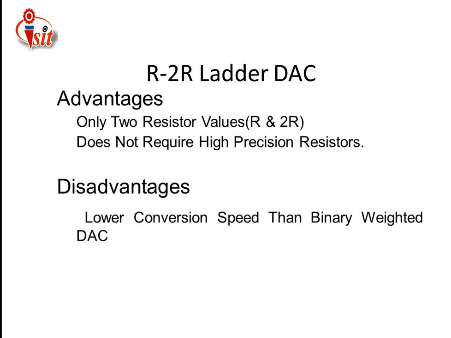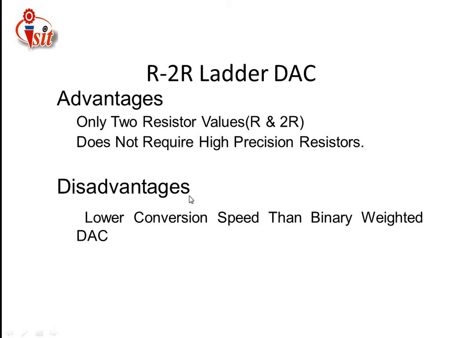Then here are some advantages related to the R-2R ladder. Compared with the binary weighted resistor, here we use only two resistor values, R and 2R. In a binary weighted resistor, the number of resistor values goes on varying as 2R raised to n, that is R, 2R, 4R, 8R, 32R, 64R, like this. For binary weighted resistors the R value goes on increasing, but here it is not like this, and it does not require higher precision resistors. The resistor values are limited to R and 2R, so it does not require any precision resistors.